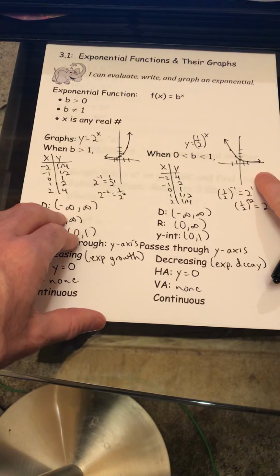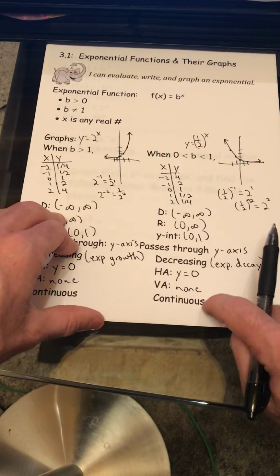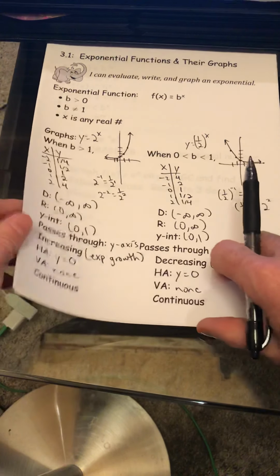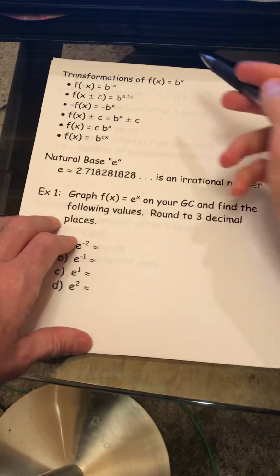Usually a graph that's not continuous is one that has a vertical asymptote, but that's not always the case. So that gives you some real basics to the graphs.